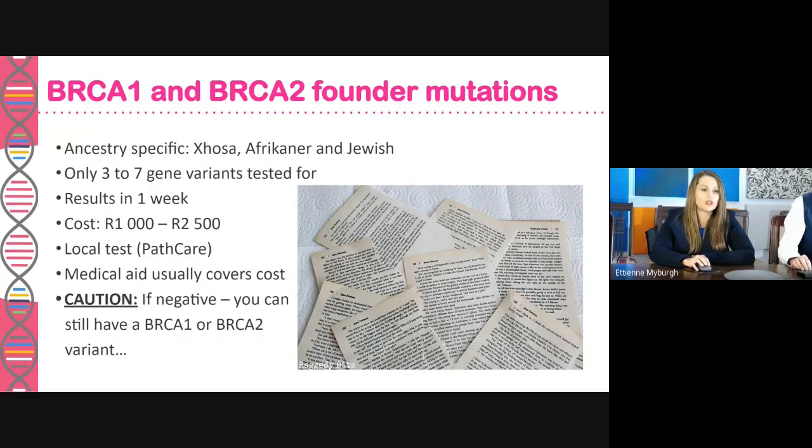So it's not going to look from page 1 to the last page. When it's only the founder mutations, this genetic test will only look at specific pages of that book. So it's not a comprehensive test. It only tests for about 3 to 7 gene variants and on specific pages of that book.